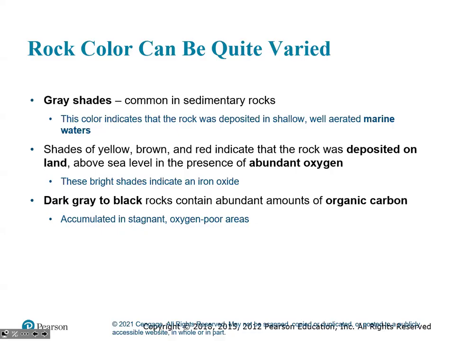Dark gray to black rocks contain abundant amounts of organic carbon, which means they weren't exposed to a lot of oxygen, because these accumulated in stagnant, oxygen-poor areas. If they accumulate in well-aerated or oxygen-rich areas, that carbon would get consumed. It would be turned into carbon dioxide, basically, or reprocessed into things. It could rot away.